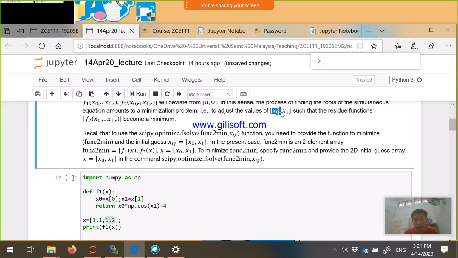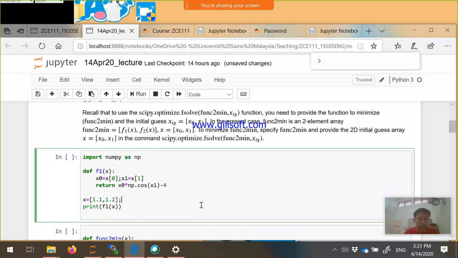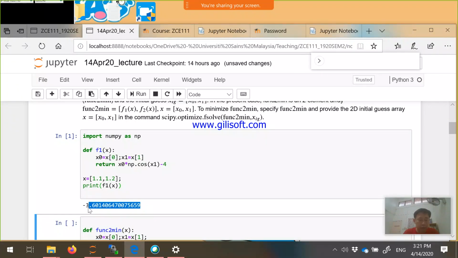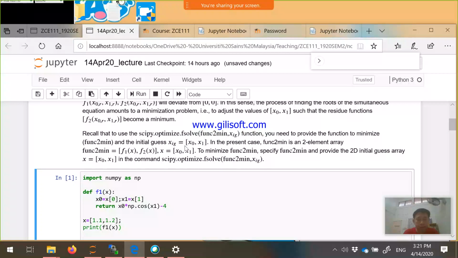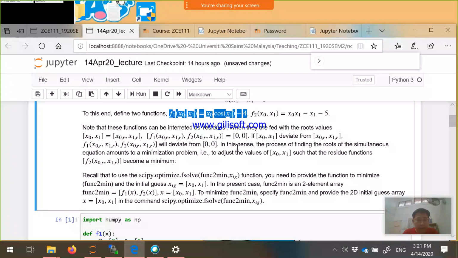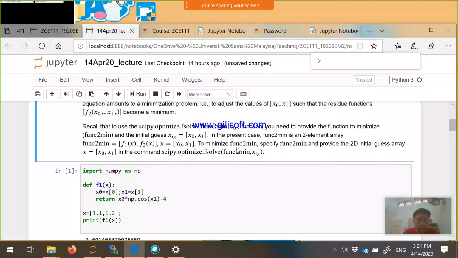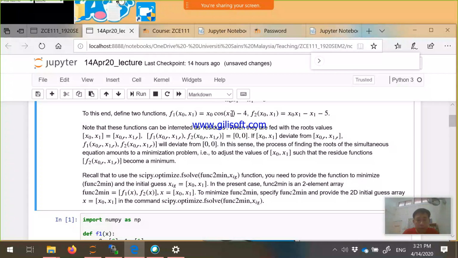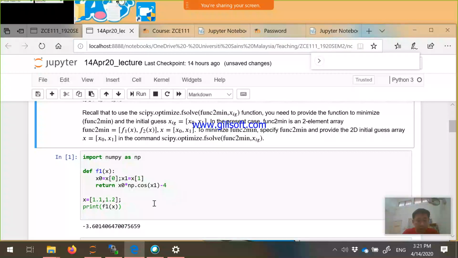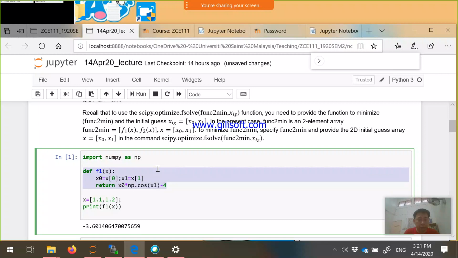So we are looking at the functions of two variables x0 and x1, and by doing that I'll be able to print out the values of x. Okay, like this. So this is the value, the values of f1 when x0 is 1.1 and when x1 is 1.2. And that is how I define my function of two variables.